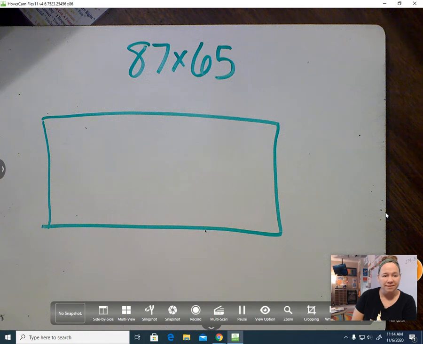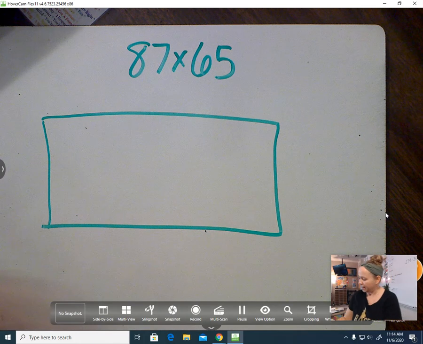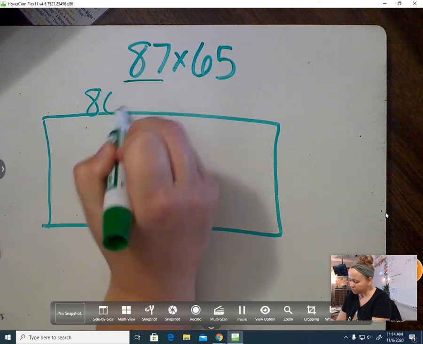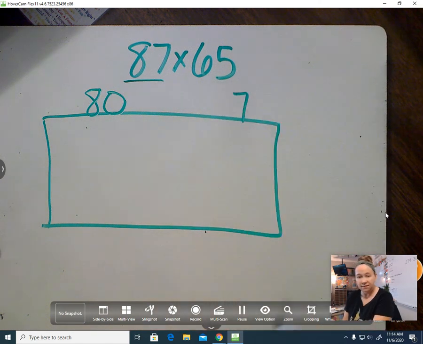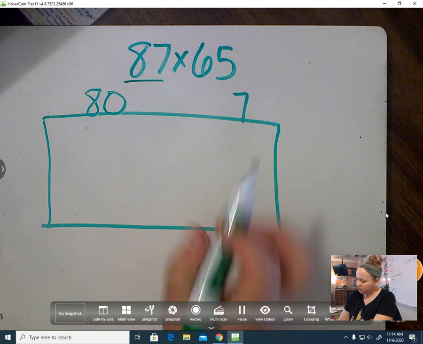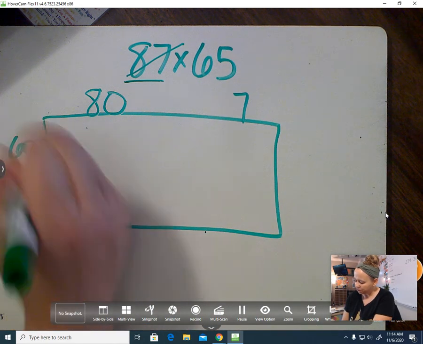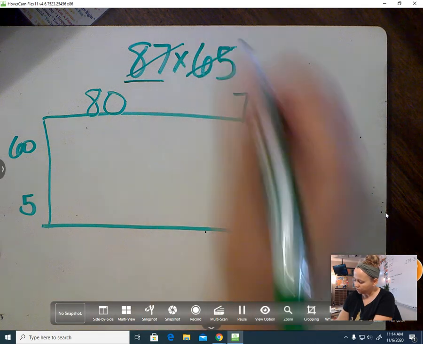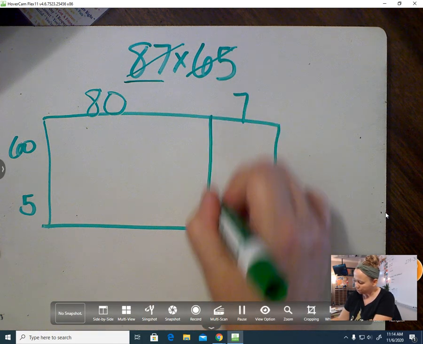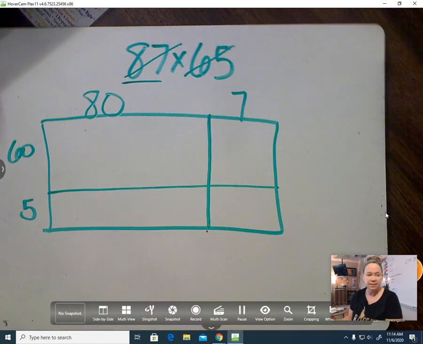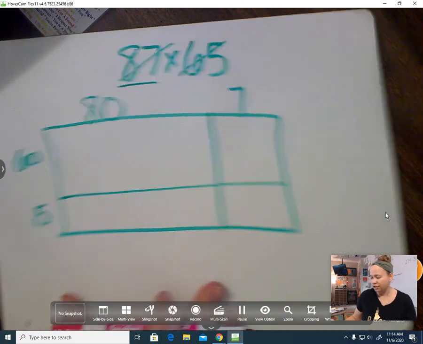And how are we going to break this apart? 87. Really, this is expanded form. Remember we talked about that? 80 plus 7 equals 87. And 65 is 60 plus 5. There, I did both of those. I don't know why I crossed them out, just to help me understand that I already did those maybe. I'm drawing the lines inside my grid. You could call this a grid.